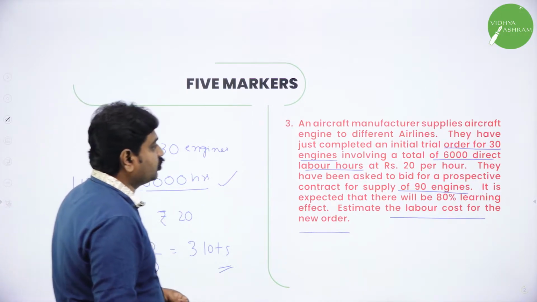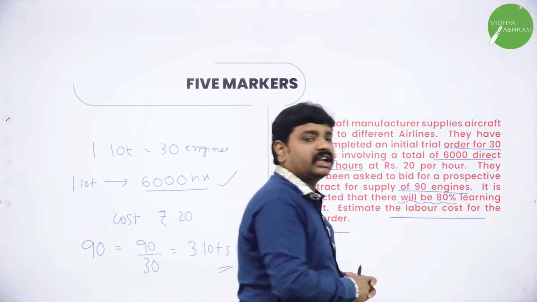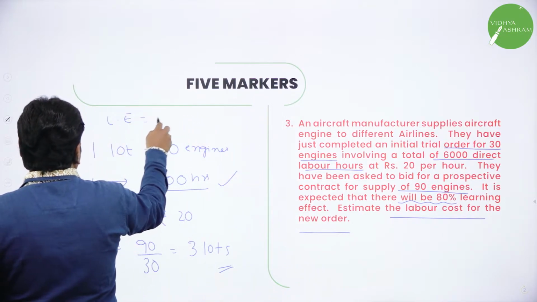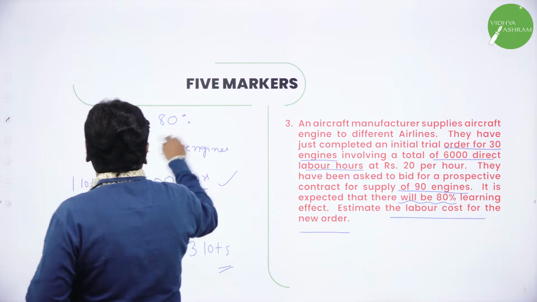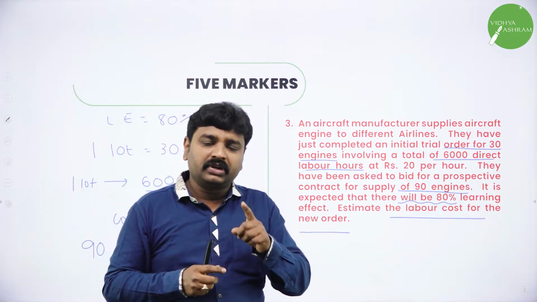3 lots. And they are supposed to mention learning effect. We should also search for learning effect. What is the learning effect? They have 80%. So learning effect, LE, learning effect is 80%. And now you know you have to construct the table. First, when you read the problem, what is given?